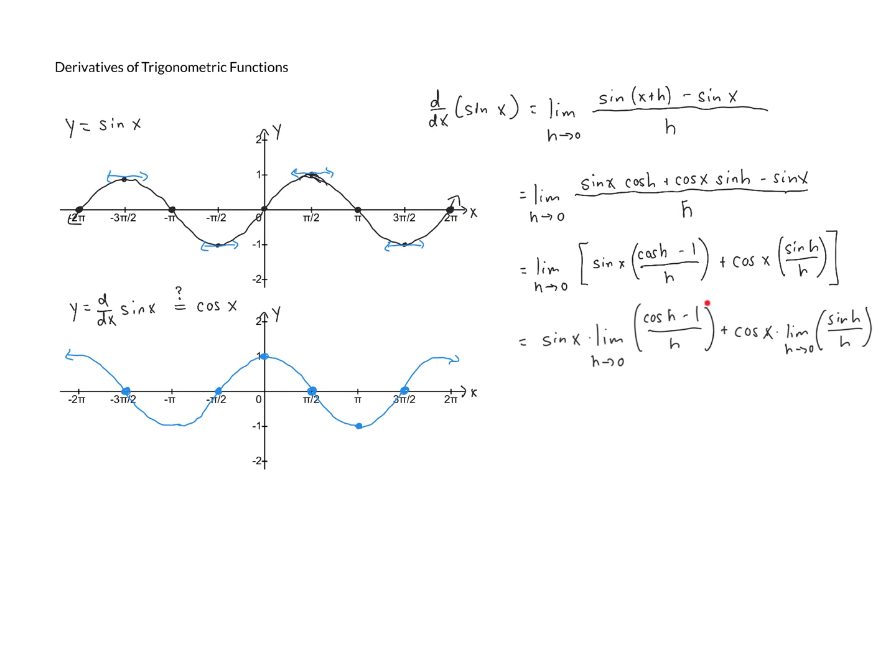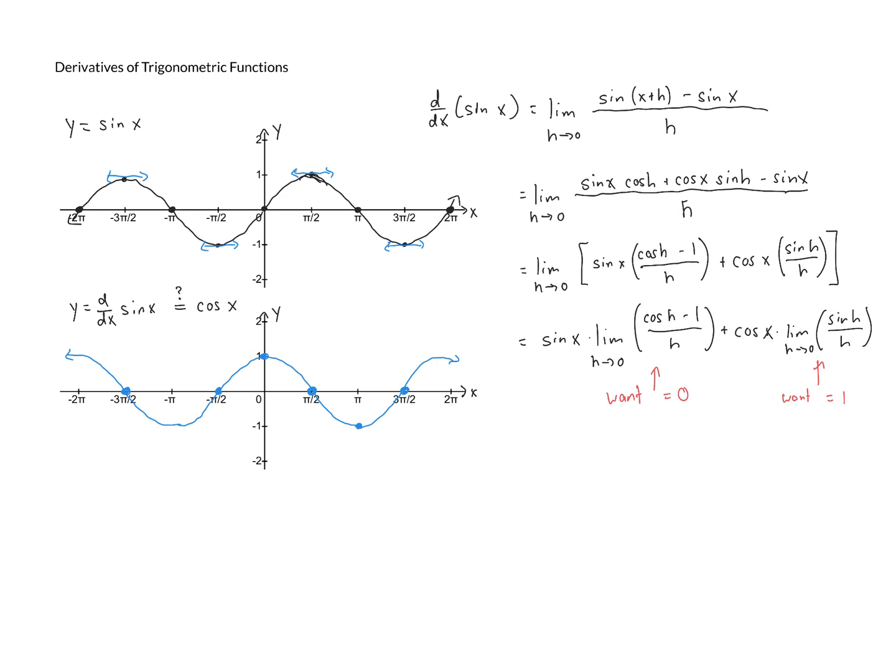Now notice that both of these limits don't have x in them anymore, which means that if these limits exist, they are just numbers. So our derivative is going to be sine of x times some number plus cosine of x times some other number. And because we want the derivative to be cosine of x, we want this limit to be equal to 0, and we want this limit to be equal to 1, because if that's true, then the first term vanishes, and then we've got cosine of x times 1, which is cosine of x.